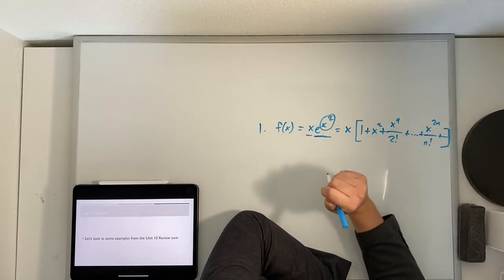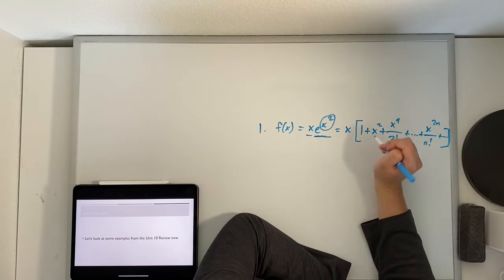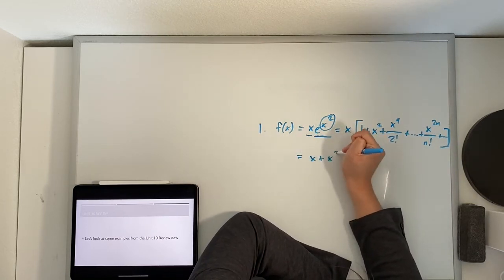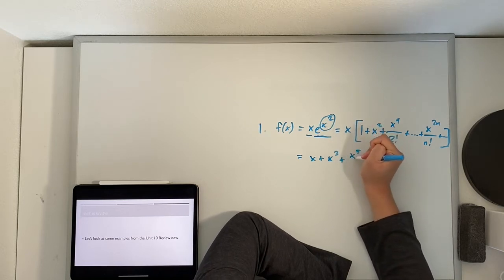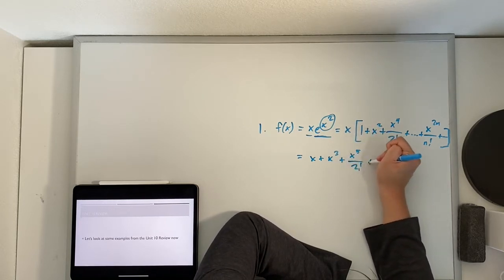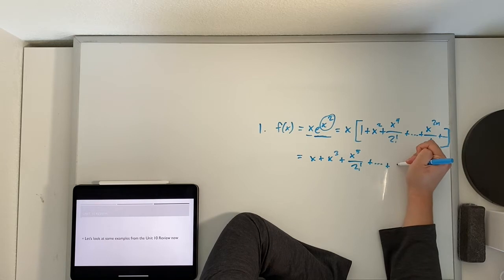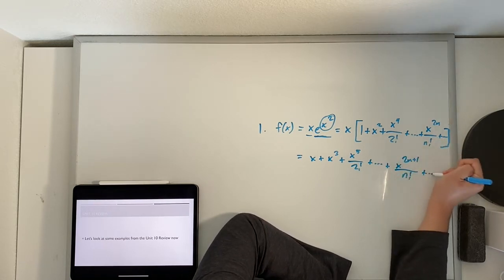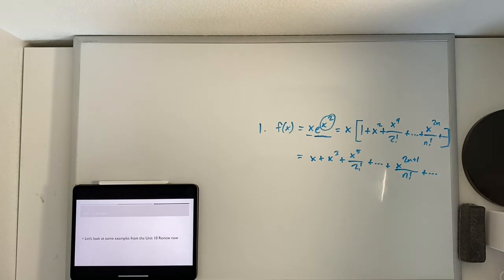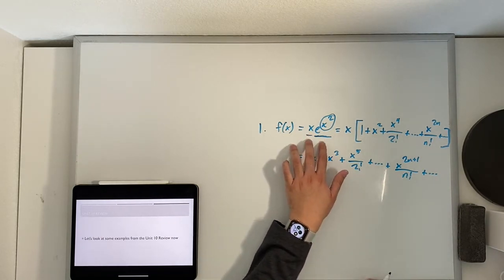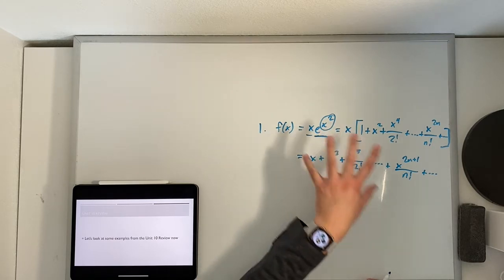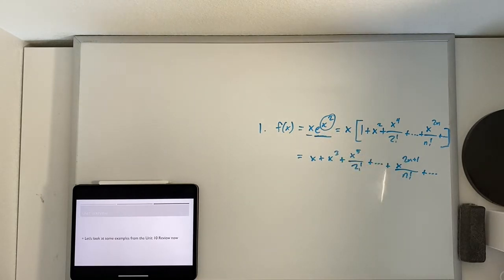Continue. Okay. And then distributing in that x, we get x plus x cubed plus x to the 5th over 2 factorial plus ... plus x to the 2n plus 1 over n factorial plus ... Okay, so just recognizing how we can split this up, recognizing the series that we should know, and how to manipulate that into something useful.